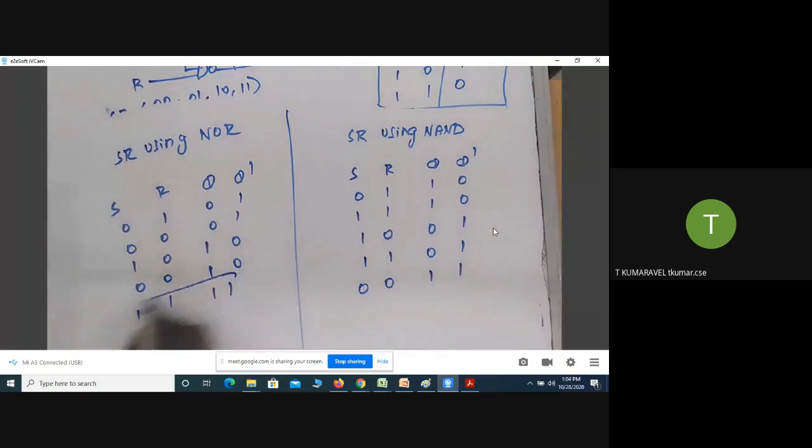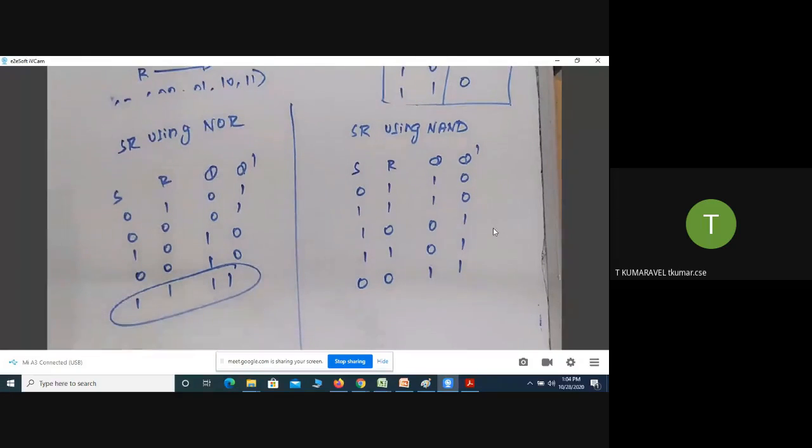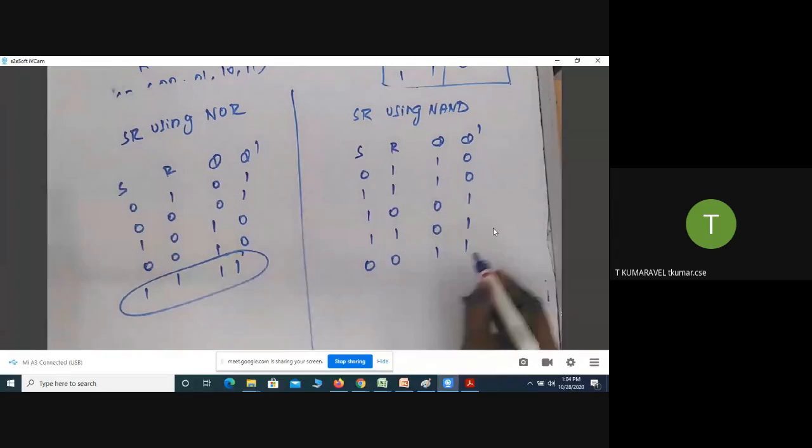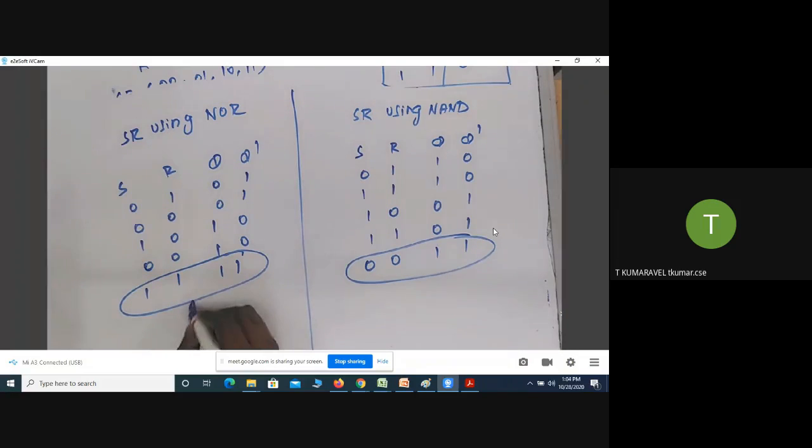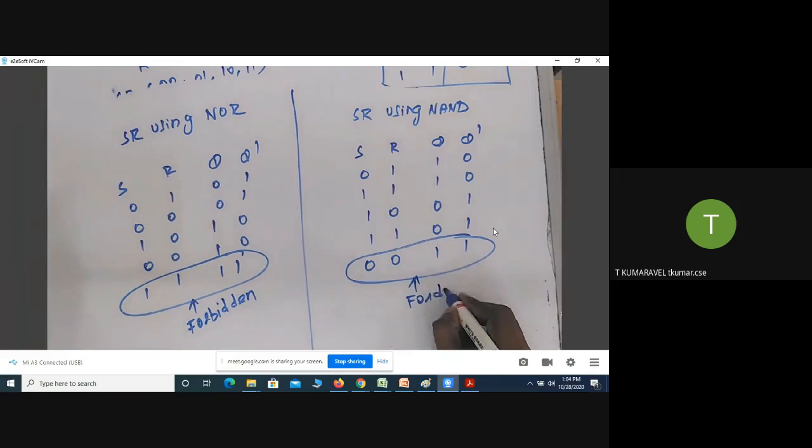This state is called the forbidden state for NOR gate implementation. This is the forbidden state for NAND gate implementation. This input combination is called the forbidden state. So what information are you going to infer from this?